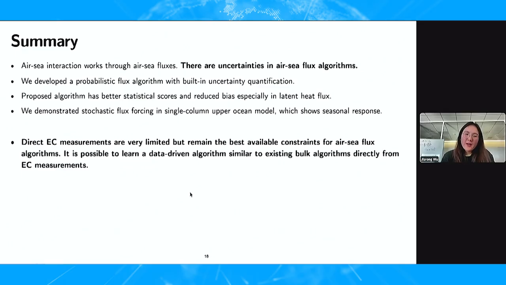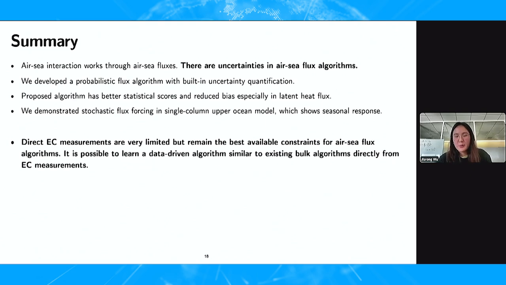And a main takeaway in this first part is that we know that direct eddy covariance measurements of fluxes are very limited. This is the reason we used a very compact neural network. We've chosen a simple set of inputs to prevent overfitting, but they remain our best available constraints for IRC flux.